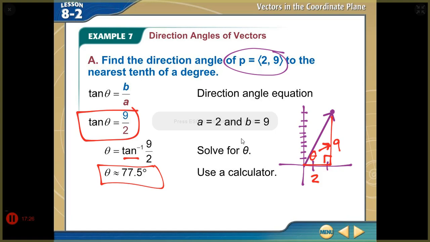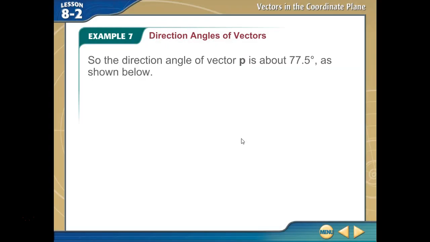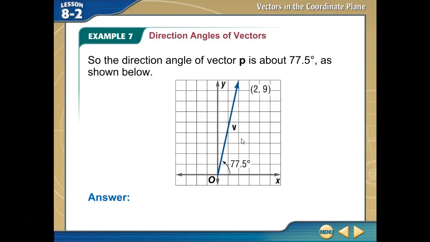If I needed to translate that somehow, so let's say I needed a bearing angle, if I'm looking for that from the north, I can still use my theta value. I could do 90 minus theta to figure out that direction angle, however I need to express it for the problem. But again, you're just using an inverse value with your trigonometry to determine your angle if you know the component form of your vector. And there's your picture that we just drew.